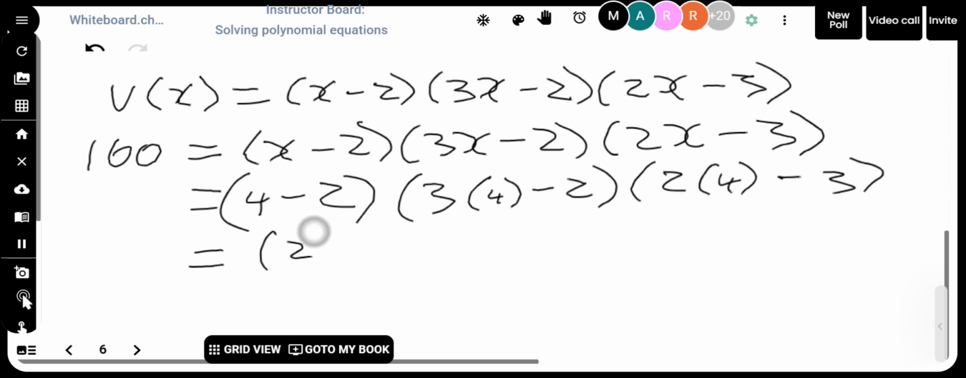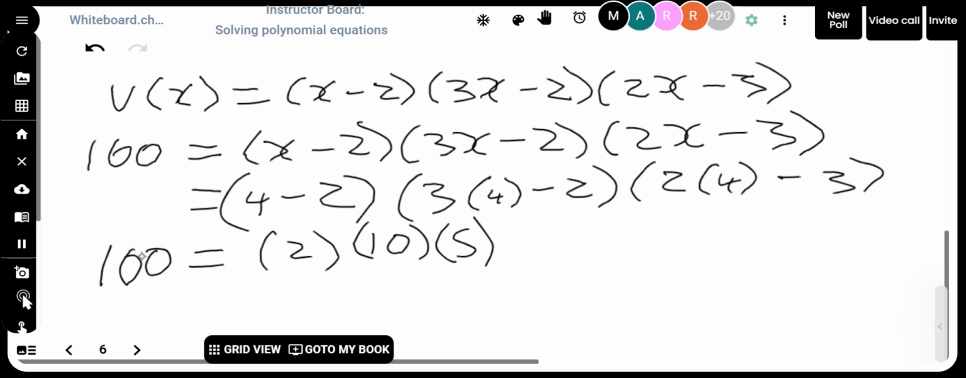That's going to give me 2. That's going to give me 12 minus 2 is 10. And that's going to give me 8 minus 3 is 5. And you know what, folks? That's giving us 10 times 2 times 5, which is in fact 100. So there's our answer. Sometimes you don't want to overdo it and spend a lot of energy doing stuff that's not necessary. If 4 works, then those are your dimensions right there.